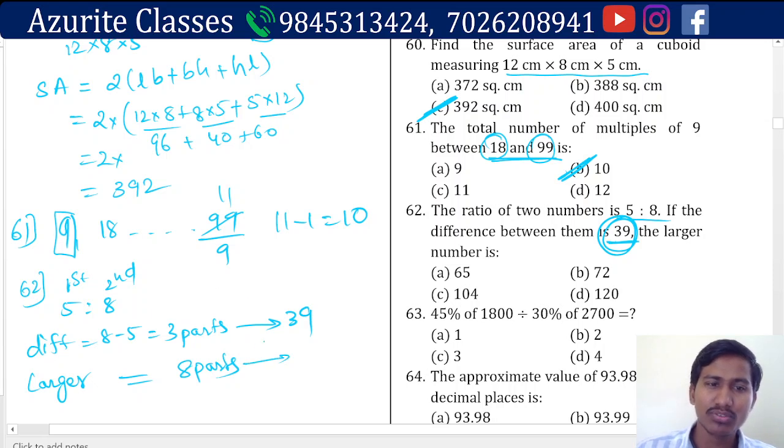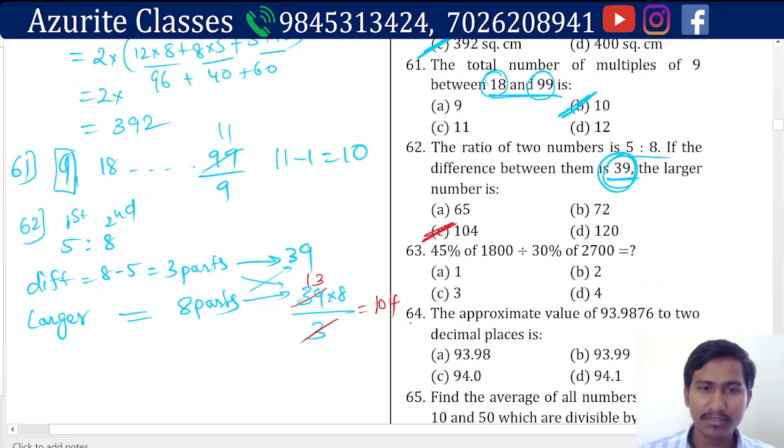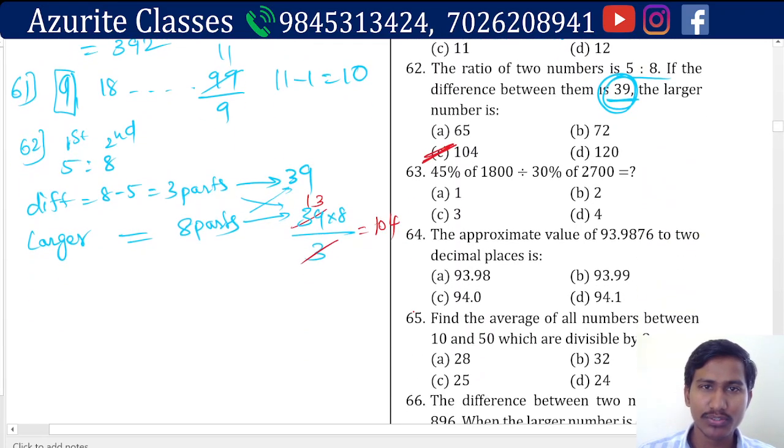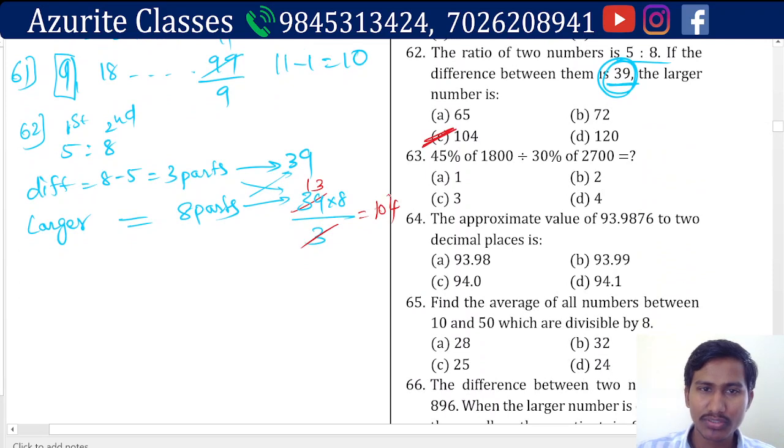8 parts will be how much? You cross multiply, you will get the answer. That is 39 into 8 divided by 3. 3 13s are 39, that is 3 1s are 3, 3 3s are 9. So 13 8s are 104. 104 is the answer, option C. Okay, 62. I hope everyone understood. Next question.